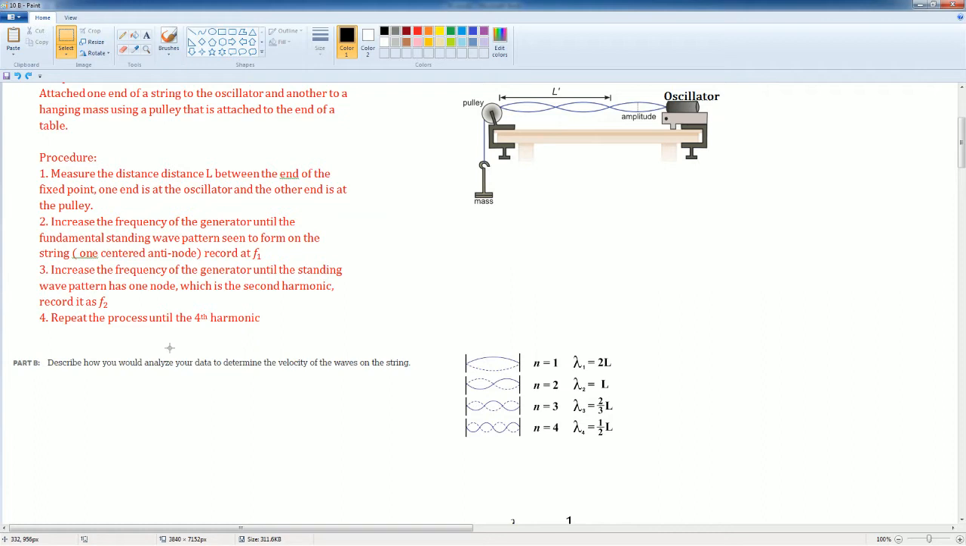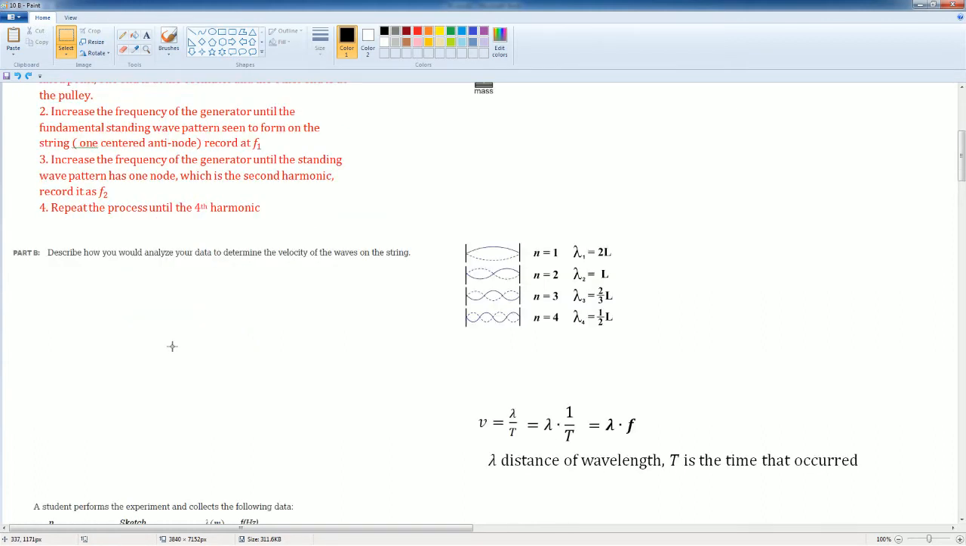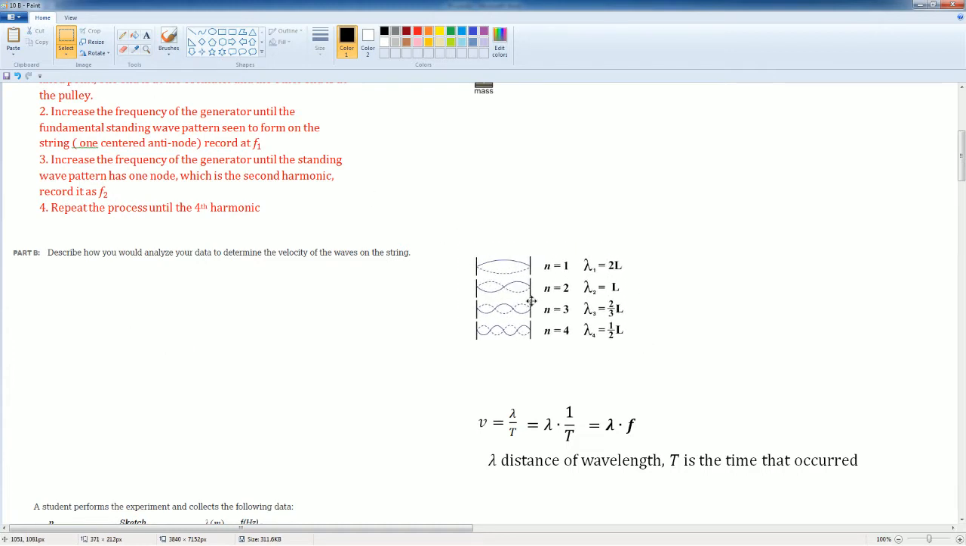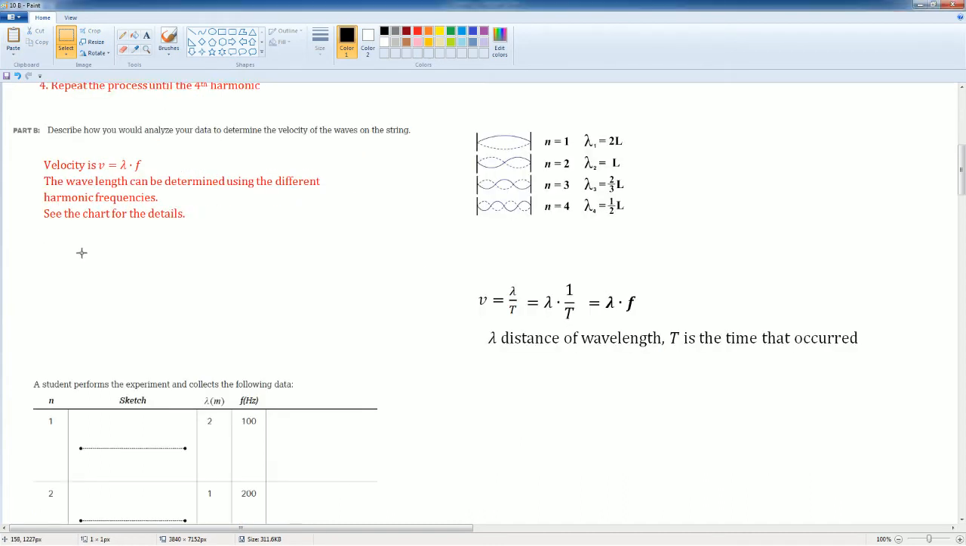All right. Now it asks us to describe how you would analyze your data to determine the velocity of the wave on this string. Just letting you know, this needs to be memorized. This doesn't change. This is the fundamental wavelength and harmonic relationship. The velocity is defined as velocity equals lambda times frequency. Lambda is the wavelength. The wavelength can be determined by using the different harmonic frequencies, because you need lambda. See the chart for the details.